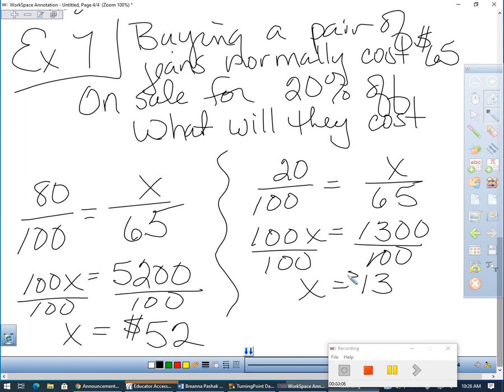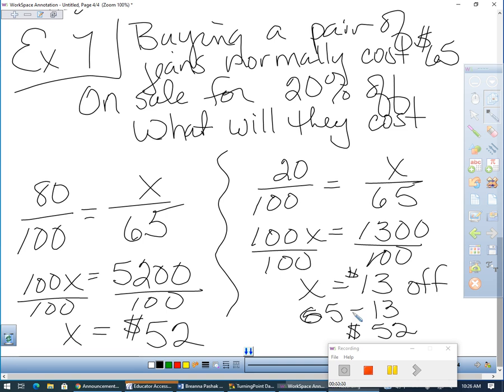Well, what does that 13 represent? Not percent. Yeah, this is how much it's off. So you actually have to take your 65 and subtract 13 to get 52. Either way is correct. I actually find it less work if you do the 80% of what you have. But it's up to you which way you do it. Either way, you can set it up as a proportion.